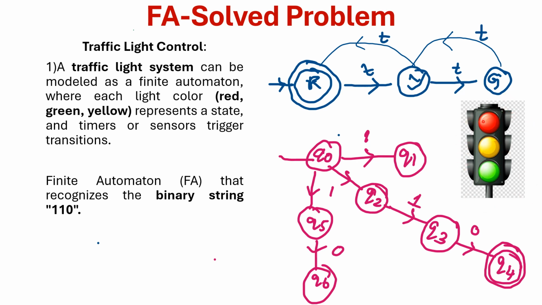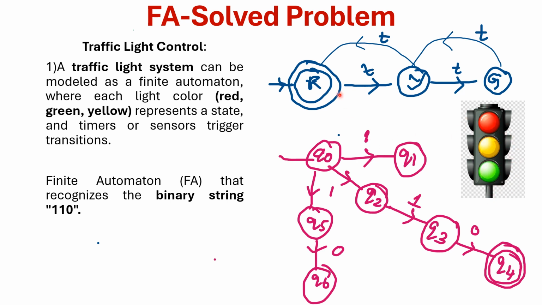This is the traffic light control system. Using finite automata, we can implement the traffic light control also. For example, the light moves from red to amber, that is yellow, then yellow to green. We know the working principles of traffic control systems.